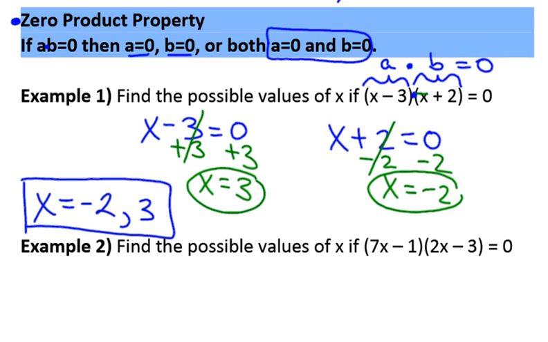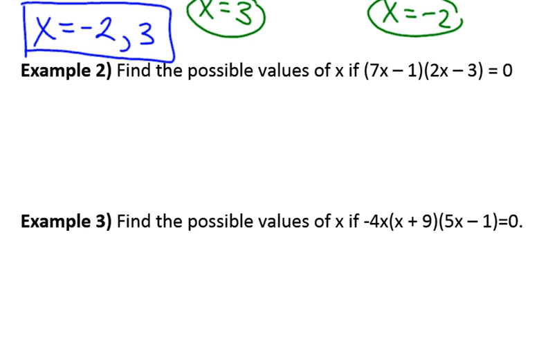Okay, so let's try example 2. Find the possible x values if 7x minus 1 times 2x minus 3 equals 0. Again, either 7x minus 1 equals 0 or 2x minus 3 equals 0. All we do is take those two separate factors, those two things in parentheses, and set them equal to 0.